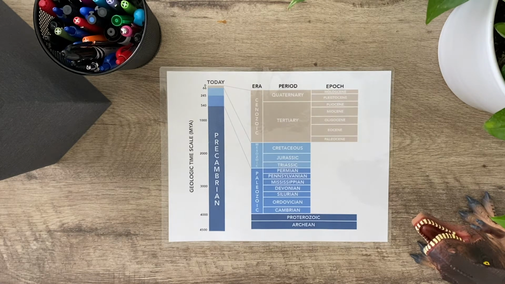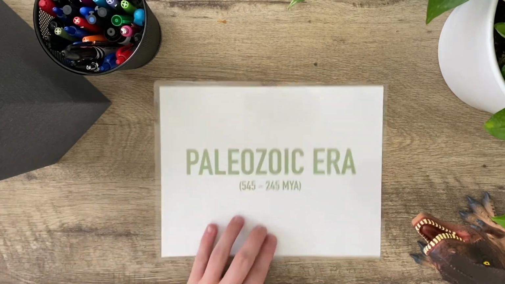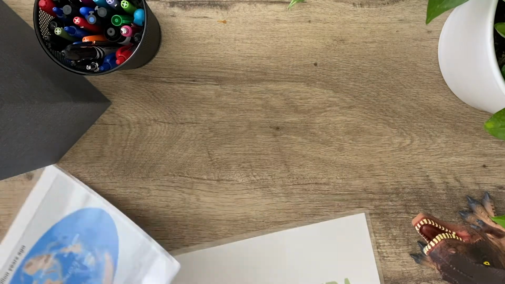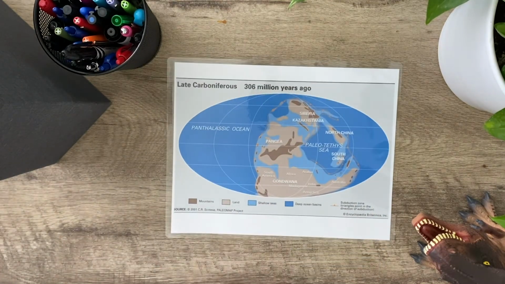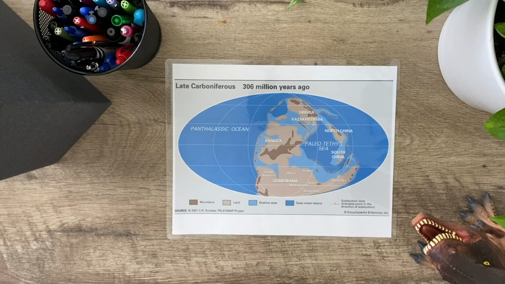So let's go ahead and get started, and take a little trip back in time to the Paleozoic era. I want you to note that the Paleozoic era is from 545 to 245 million years ago. When we look at Paleozoic Earth, it looks something like this. If you look at Paleozoic Earth, it's referencing that large landmass.